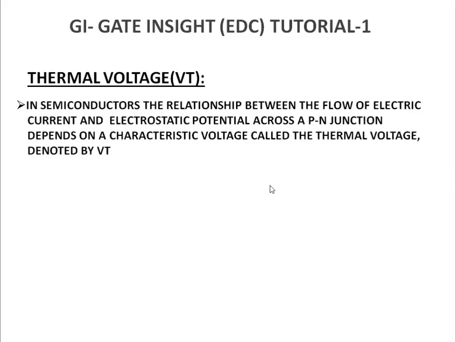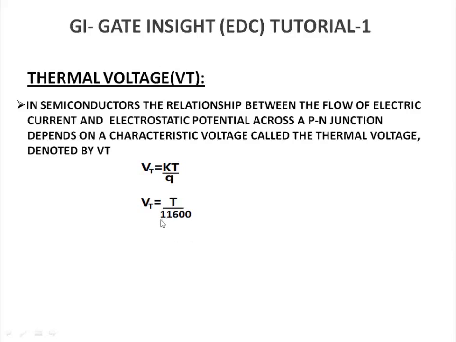Remember that. And there is a relation for thermal voltage, that is Vt is equal to KT divided by Q. One thing you need to remember here is that K is the Boltzmann constant, Q is the charge of an electron and T is the temperature. So we can rewrite the equation of Vt as Vt is equal to T divided by 11,600.